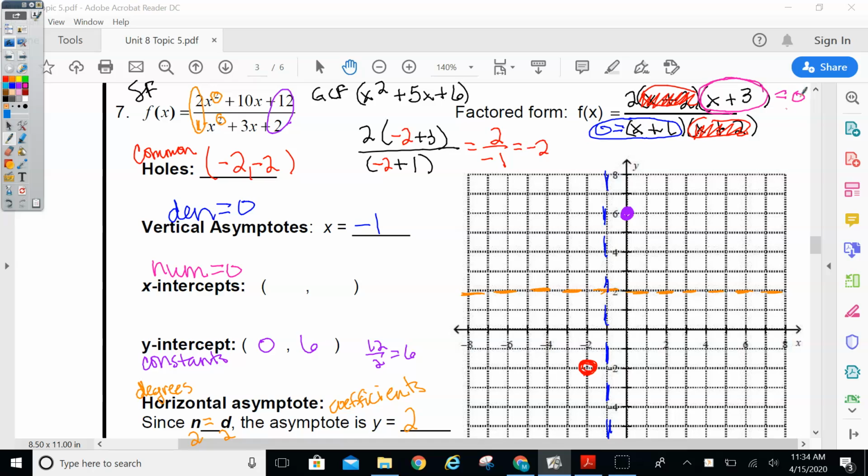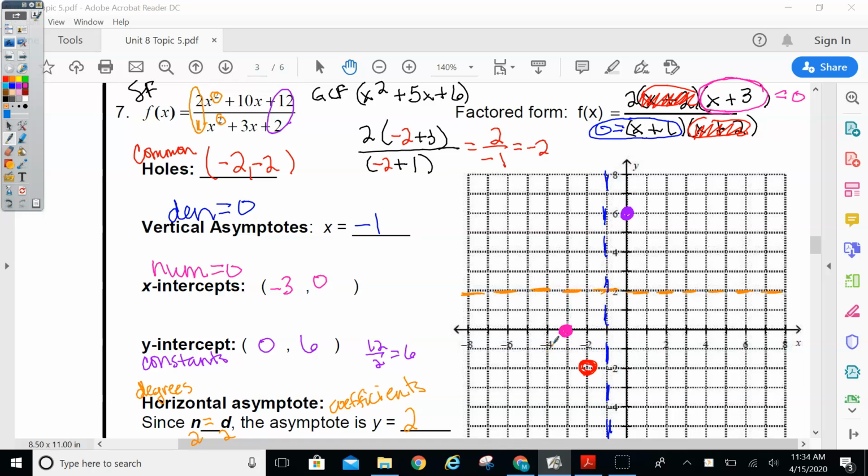Equal to 0, the factors, because this 2, that's never going to be 0. That's not going to affect anything. Here, the x-intercept is at negative 3, 0. So negative 3, 0 is a point. Okay, so this one actually does end up looking like a hyperbola, but not all of them are.